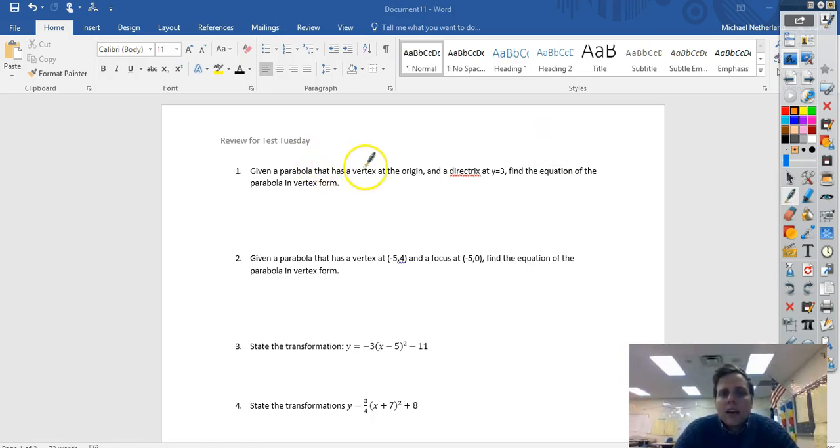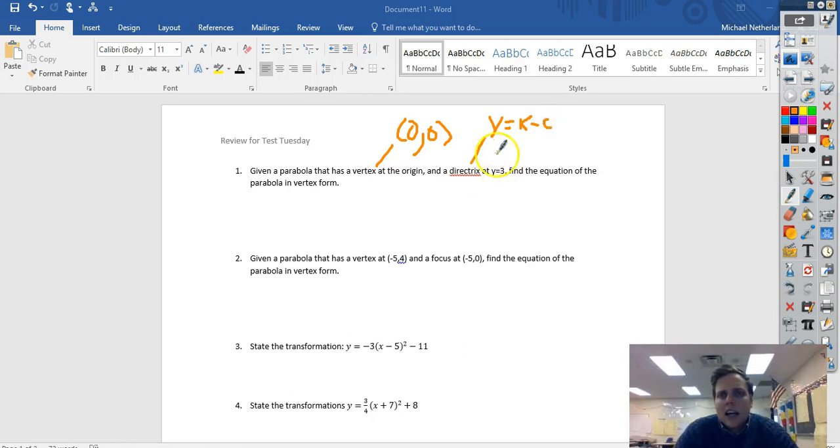Number 1, given a parabola that has a vertex at the origin and a directrix at y equals 3, find the equation of the parabola in vertex form. Key things, the vertex is at the origin. This means it's at (0, 0). That means that my h is 0, my k is 0. Directrix, y equals 3. That means I have a directrix at y is equal to k minus c.